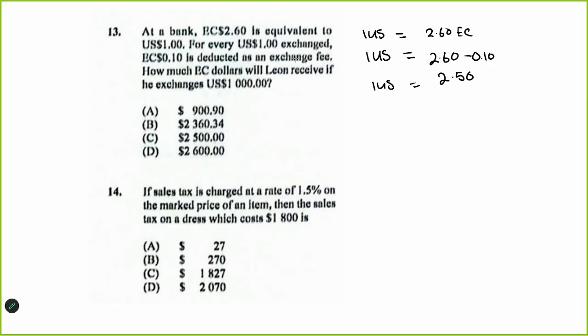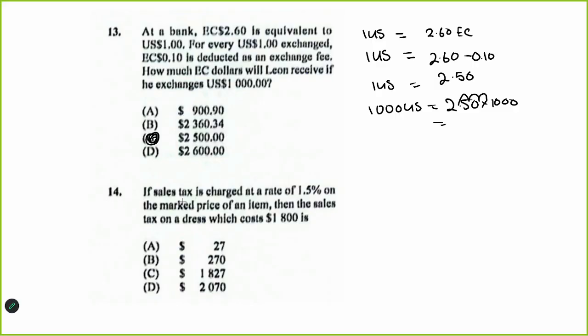So we want to know how much EC will Leon receive if he exchanges 1,000 US dollars. So 1,000 US dollars would be $2.50 times 1,000, which we just shift the point 3 places, 1, 2, 3, which is 2,500, which is C, your answer. This is a very repeated question. We will see it a good few times, right?